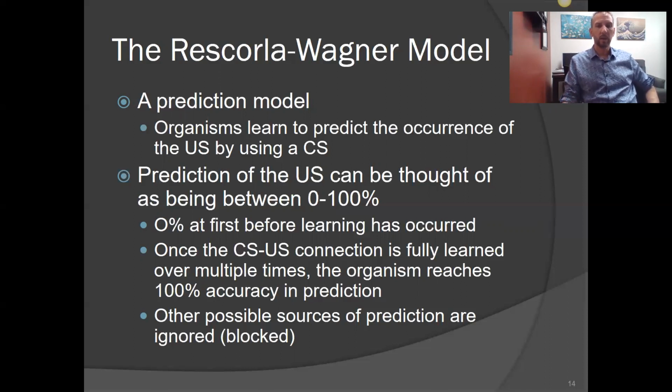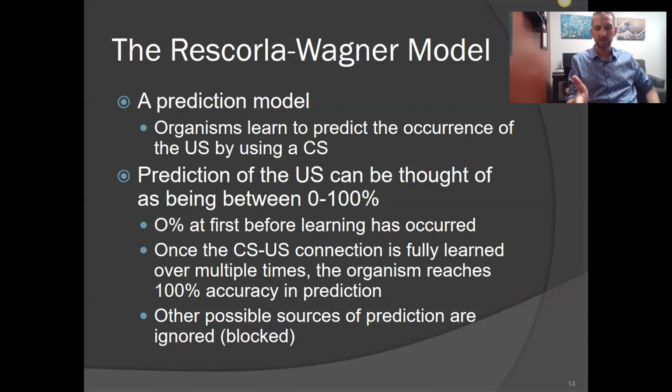So after some point, the CS-US connection is fully learned, and the organism reaches 100% accuracy in prediction. Well, once you reach 100% accuracy, it's kind of interesting. You ignore or block other sources of prediction.